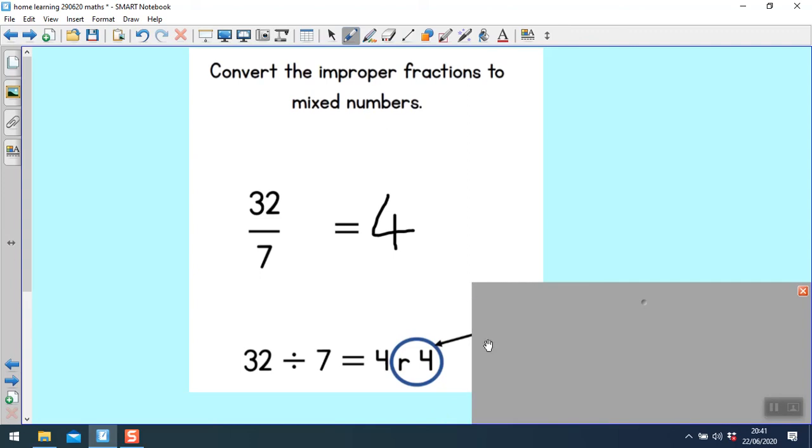As a fraction, remainder 4 is 4 as a numerator and 7 as a denominator because we're working in sevenths. So it's 4 and 4/7. Well done if you got that right.